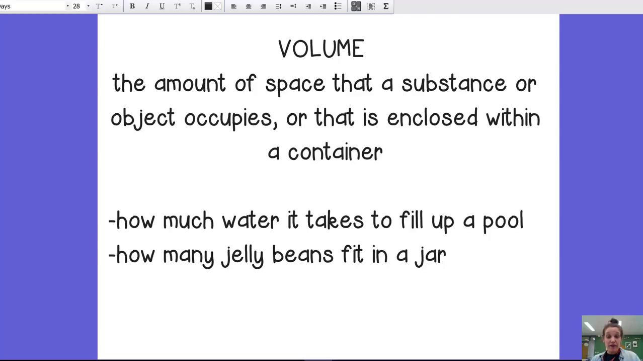Today we are talking about volume. So we're still dealing with three-dimensional figures, but this time instead of surface area, volume is the amount of space that something occupies, or how much space is enclosed within a certain container.